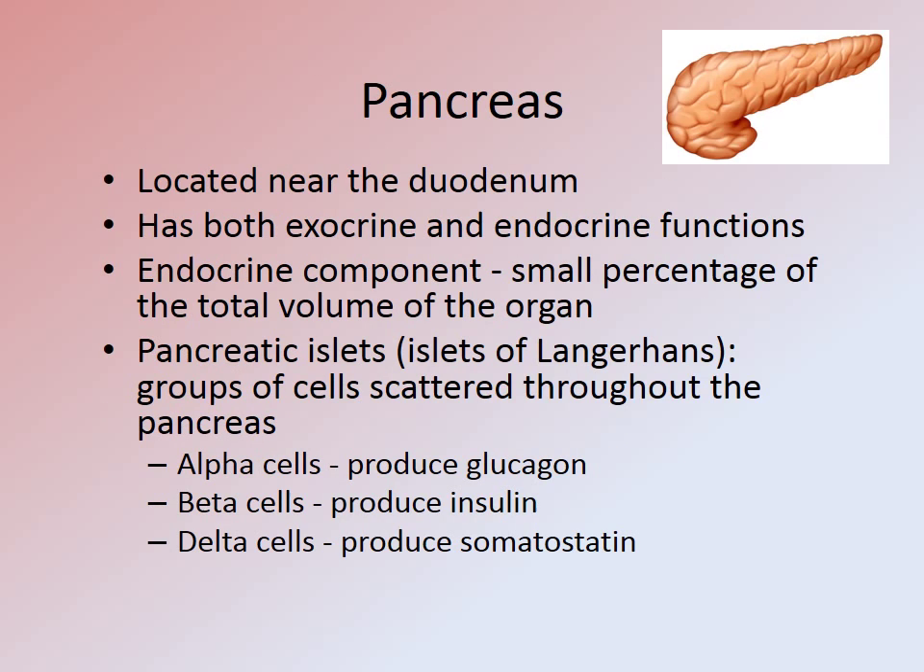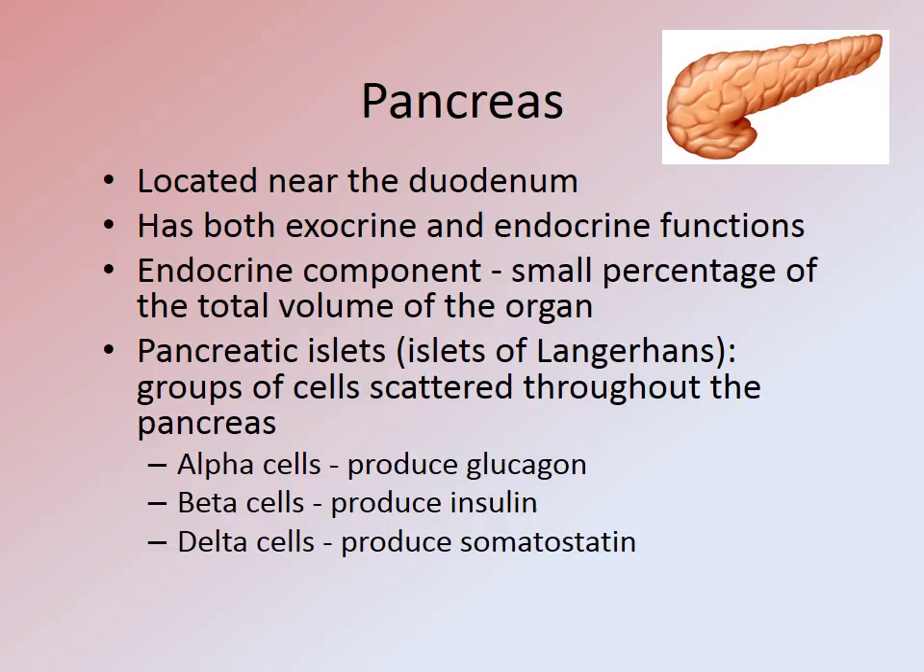The pancreas. So it's located near the duodenum. We talked about the pancreas during the digestive PowerPoint, and it has both exocrine and endocrine function. Okay, so the exocrine function is that it spits out digestive enzymes, the amylase, lipase, and trypsin. I do believe those were the three digestive enzymes, and those are secreted into the duodenum to help with digestion.